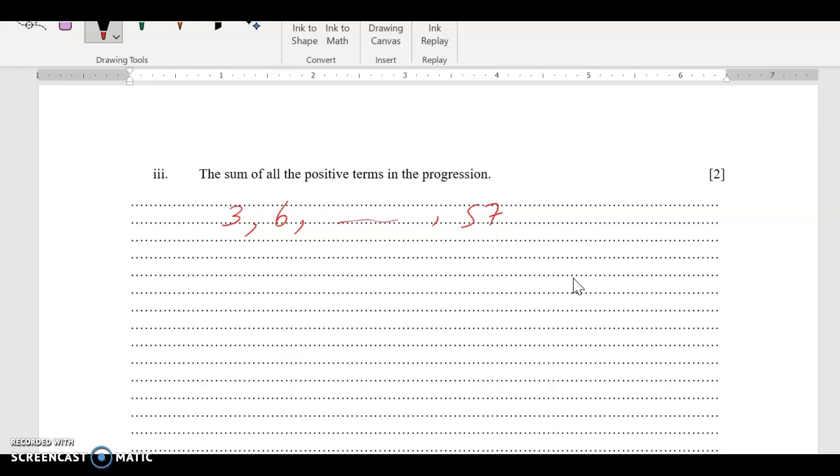So we can calculate the sum to this 19th term, which will be 19 by 2, and then 2 times the first term, which is 3, plus 19 minus 1 times the common difference, which is 3. So if we simplify this, the sum to this 19th term, or the sum of all positive terms, is 570.